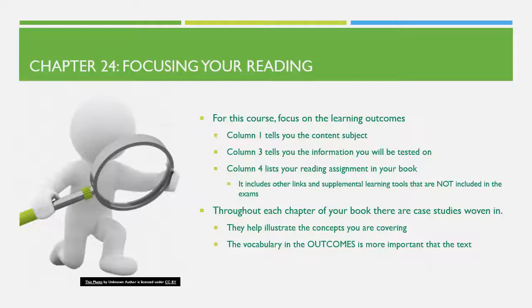Column 1 in your learning outcomes tells you the content subject that we're covering in that outcome. Column 3 tells you the information that you'll be tested on. So when you are building your own study guide, or you're focusing your reading or your studying or your study groups, or talking to your tutor, what you want to be sure is, can you answer the questions in column 3? So out of everything, column 3 is the most important column out of those learning outcomes. And then column 4 lists the reading assignment for your book. It also includes some other links and supplemental learning tools that are not included in the exams.